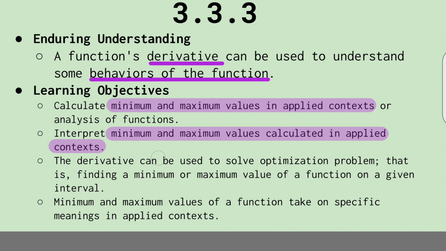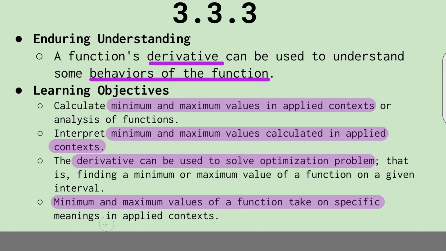The next one, the derivative can be used to solve optimization problems. Okay, so we're going to be using the derivative to solve these problems, which makes sense. This whole unit is about the applications of differentiation, applications of the derivative. So that's what we're going to be using it for. That is finding the min and max value of a function in a given interval. And then it says right here, minimum and maximum values of a function can take on specific meanings in applied contexts. Okay, so you might have one where it's a min and one where it's a max, and it means different things depending on the scenario that we're looking at. So those are the main things that we're going to be covering in this section.